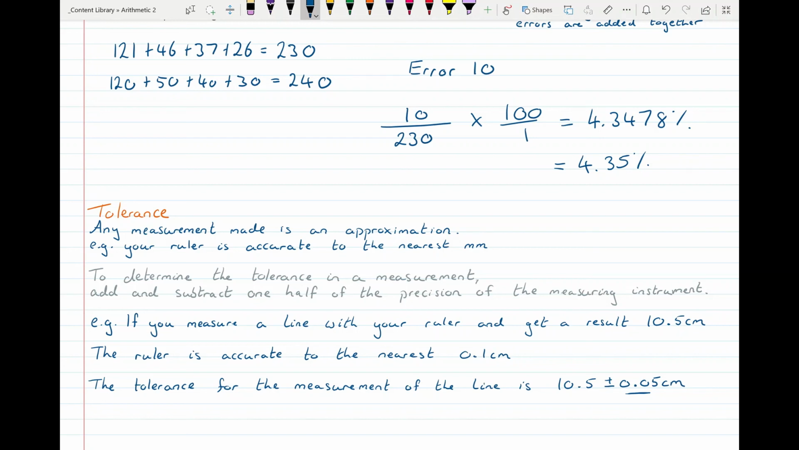That's your tolerance. You're like, okay, well, this is what my ruler said, but because it's only accurate to the nearest millimeter, it could be 1/2 millimeter longer than the line that I measured, or it could be 1/2 millimeter smaller than the line that I measured. And that's called the tolerance that you can be within.